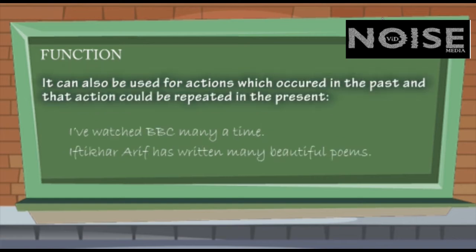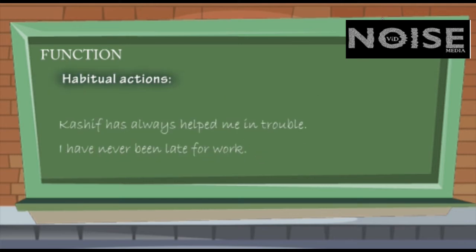This tense can also be used for actions which occurred in the past, and that action could be repeated in the present. For example, I have watched BBC many a time. And Iftikhar Arif has written many beautiful poems. Got the idea? An action being repeated and may continue. We also use this tense for habitual actions. Kashif has always helped me in trouble. Great. And I have never been late for work.